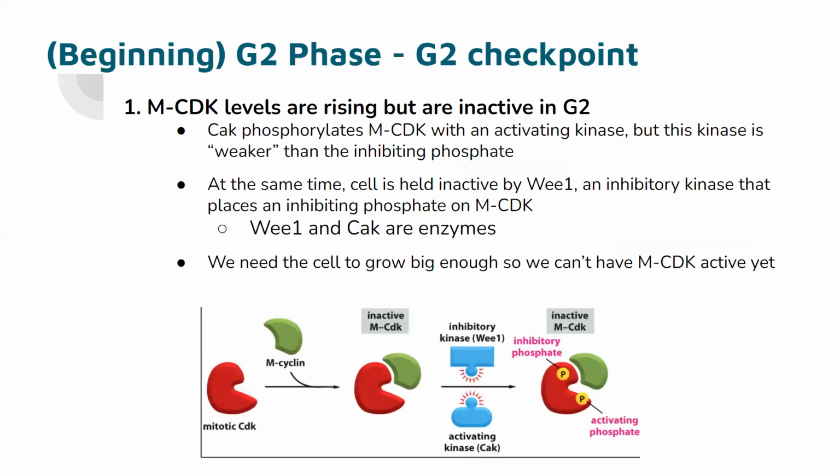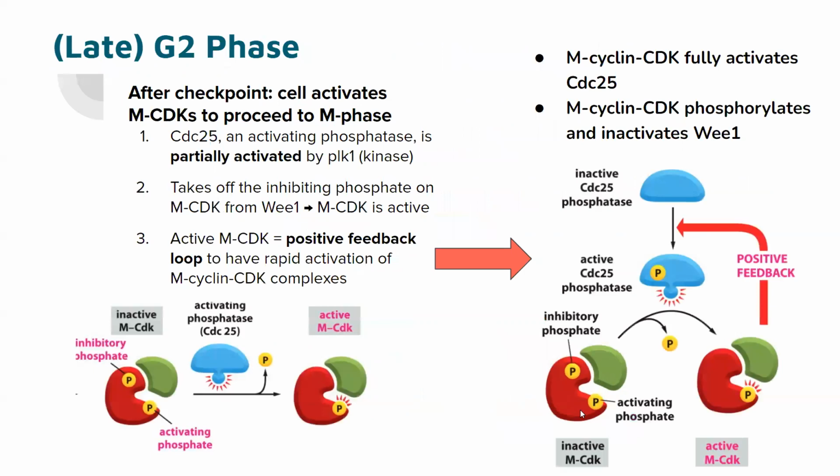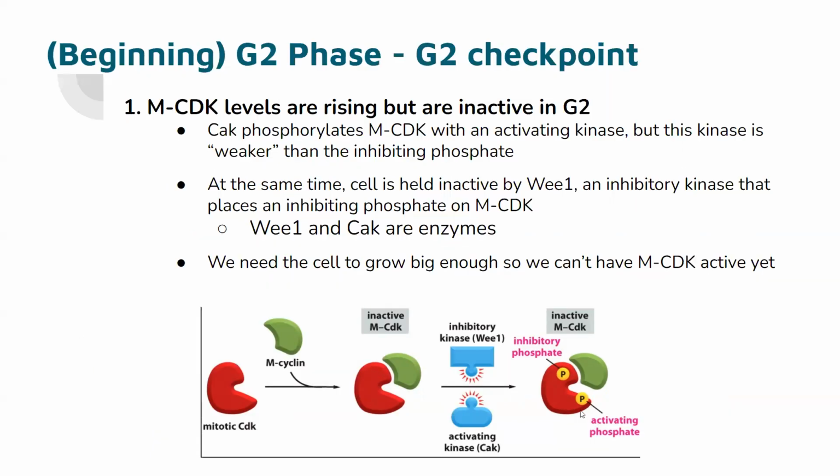So at the beginning of G2, MCDK levels are rising, but are inactive, and it takes CAK, an activating kinase, phosphorylating MCDK in order to activate it. However, there's also going to be an inhibitory phosphate put on by WEE1, and this inhibitory phosphate is going to be stronger than the activating phosphate. And so when MCDK has both of these phosphates, it is going to be inactive.